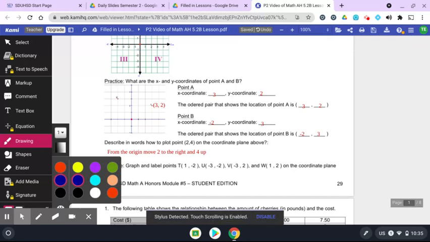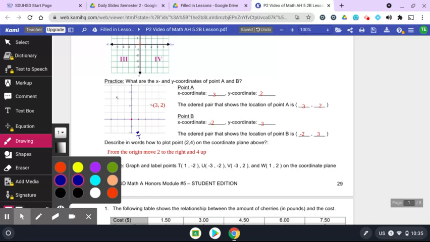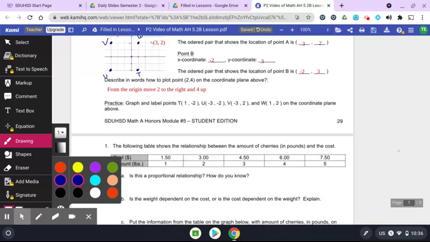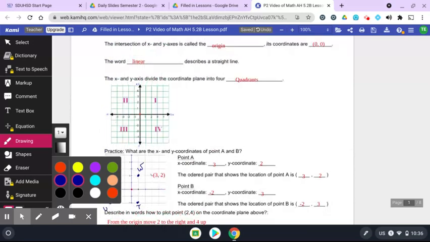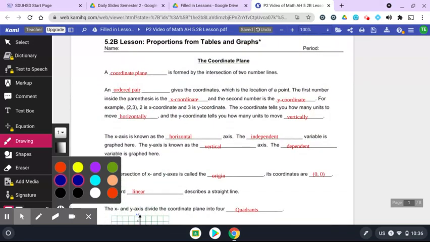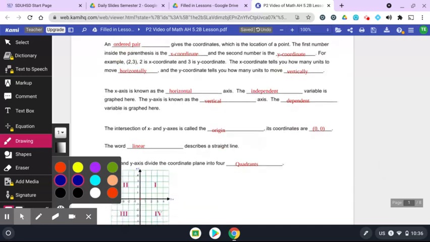All right, T at (1, -2). So I go 1 and 2 down. There's T. Okay, U, (-3, -2). So I have to go left 1, 2, 3, and down 2. V, (-3, 2). To the left 3, and up 2. W, right 1, up 2. There's my W. Okay, so some graphing words: independent, horizontal, dependent, vertical.